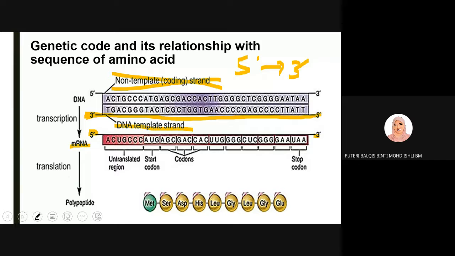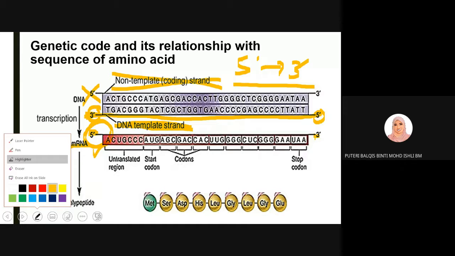Okay? Alright? So I repeat, in transcription, we are going to transcribe only one strand, and that is the DNA template strand, which is 3 prime to 5 prime. Why? Because there are two reasons. First reason, RNA polymerase only synthesizes from 5 prime to 3 prime. Second reason, we are going to produce mRNA that is 5 prime to 3 prime. Okay, so yang atas ni kita tak guna.